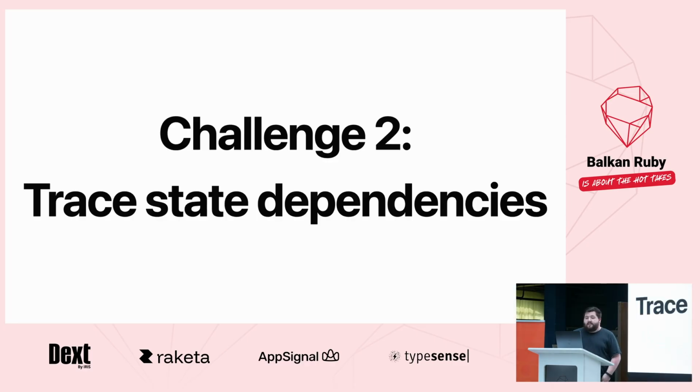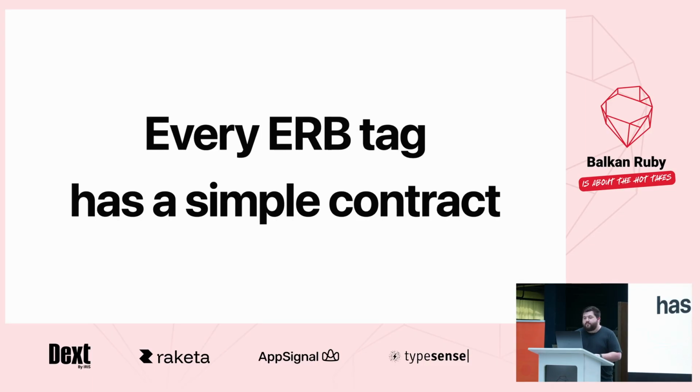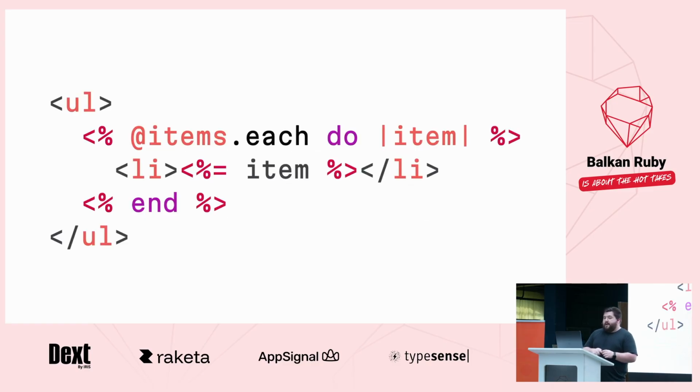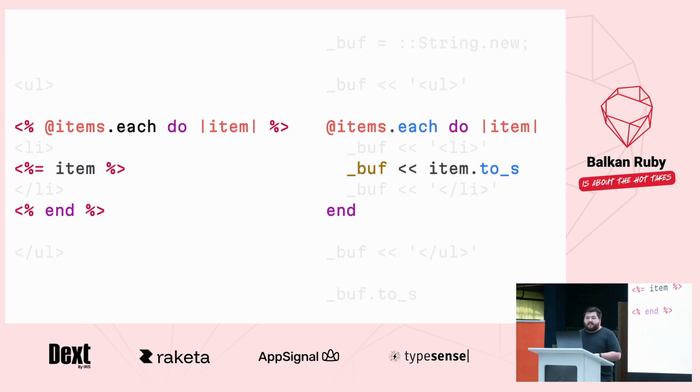The next thing we want to look at is state dependencies and knowing what we are rendering. So in a way, ERB is surprisingly well suited for this because every ERB tag has a simple contract. If you look at this template here, and we compare it to its compiled output, you can see that each line is pretty much translated one-to-one to the right side. So for these tags without the equal sign, we just translate it to the other side. But for the output tags with the equal sign, we prepend this underscore buff, the shovel operator, and call to_s on it.